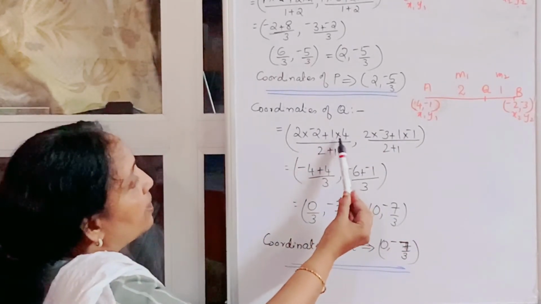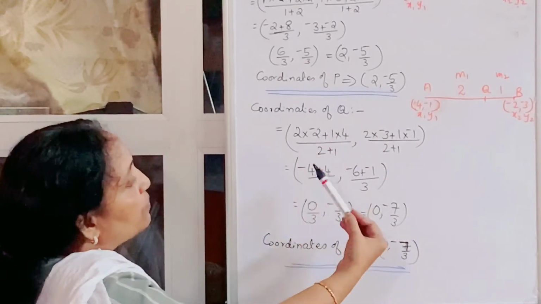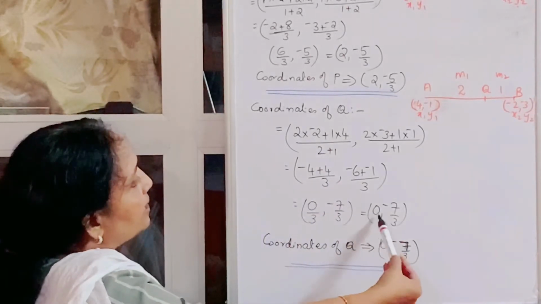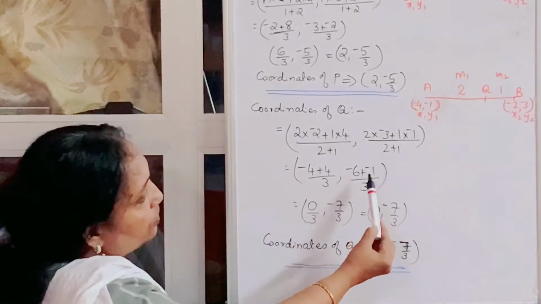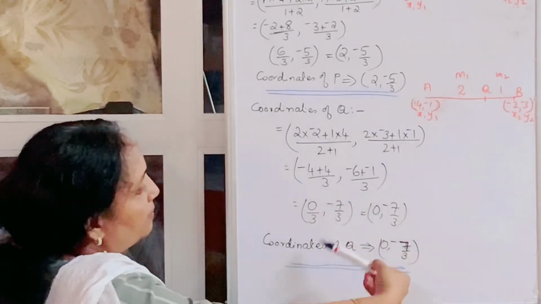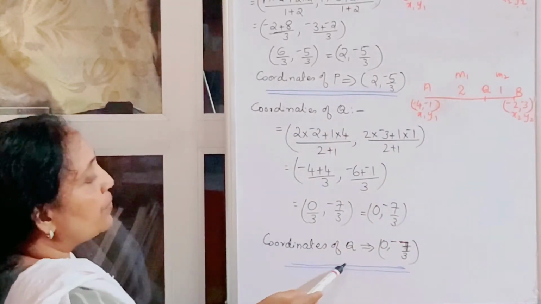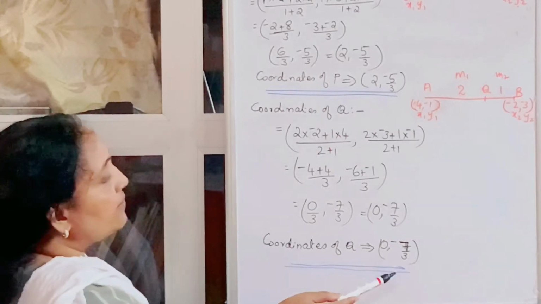This is negative 4. This is 1 into 4 is 4. Negative 4 plus 4 is 0. 0 by 3, that is 0. Here it is negative 6 plus negative 1 by 3, that is negative 7 by 3. That means coordinates of Q are 0, negative 7 by 3.